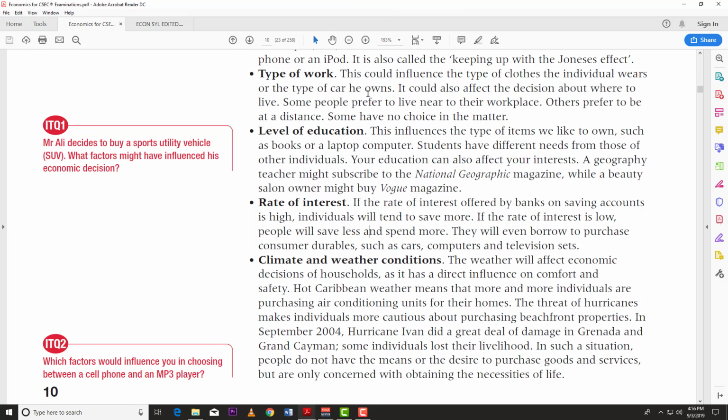So let's read what the book has. This could influence the type of clothes the individual wears or the type of car they own. It could also affect the decision about where to live. Some people prefer to live near their workplace, others prefer to live at a distance. Some have no choice in the matter. So your type of work can influence a vast array of your economic choices, from your car, your clothes, where you live, that kind of thing.